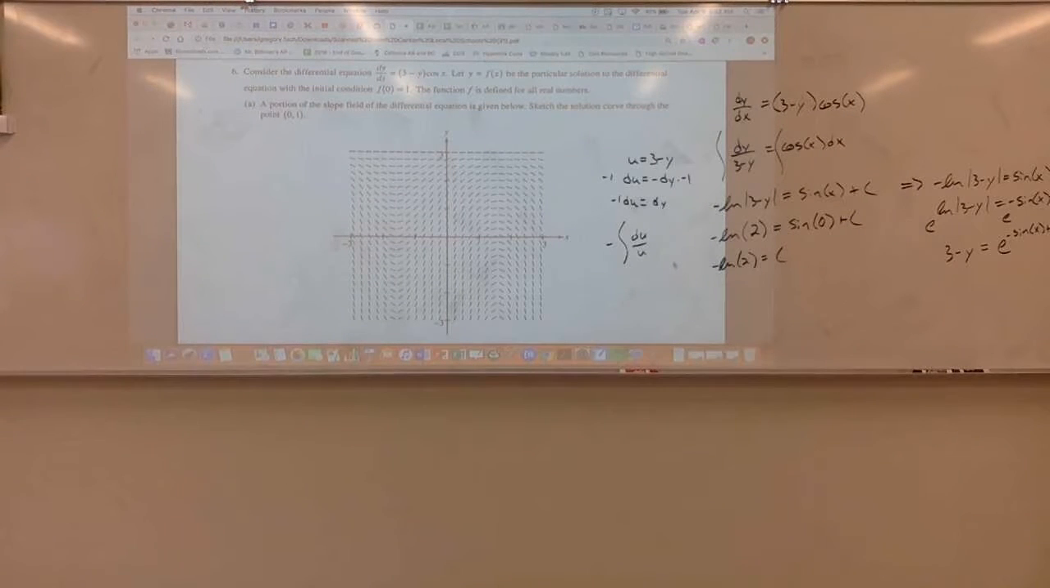Okay. But we don't have to, right? We could just leave it like this. Then all we would need to do is subtract 3 and divide by -1. So we would end up with 3 minus e to the negative sine of x plus natural log of 2. And we don't have to simplify it anymore.